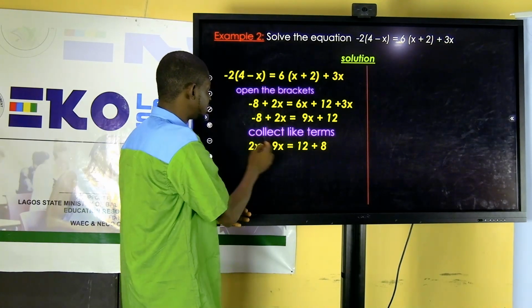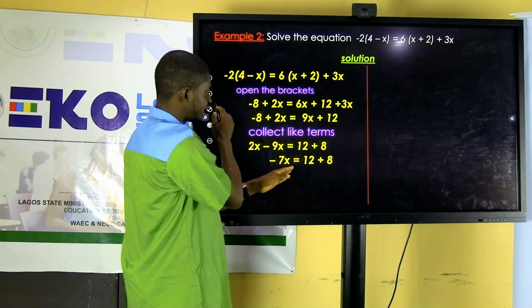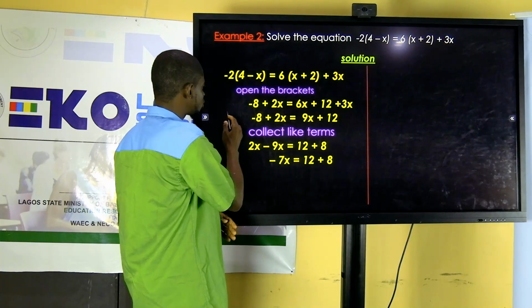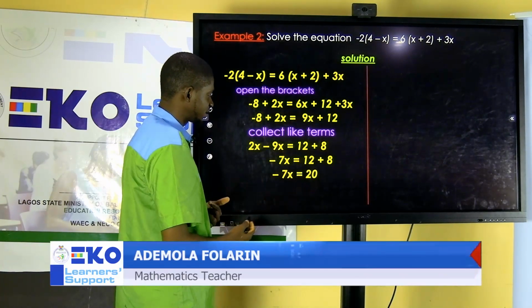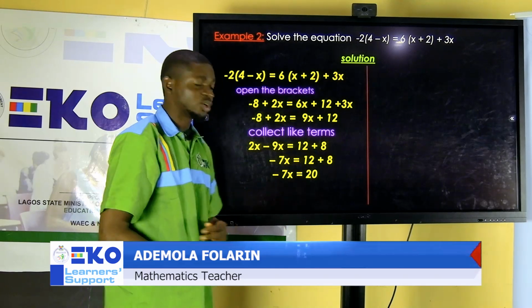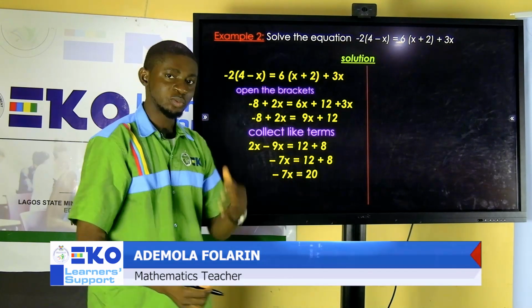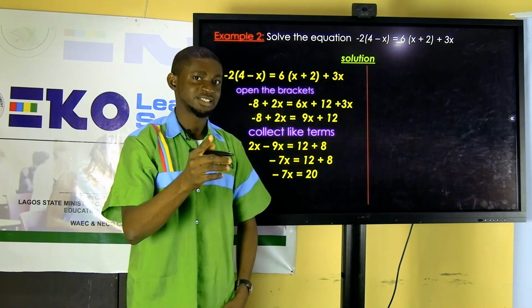So after we have done this, we simplify this further to say negative 7x equals 12 plus 8. So we had that 12 plus 8. If you do that at your hand, 12 plus 8 gives us 20. So minus 7x is equal to 20. Now we need to make x stand alone. What do we do? Right.